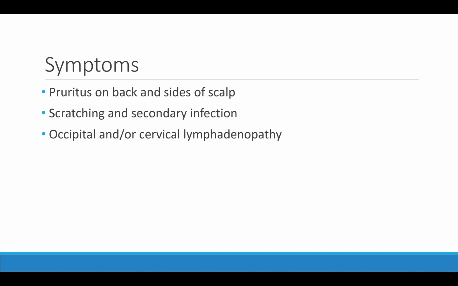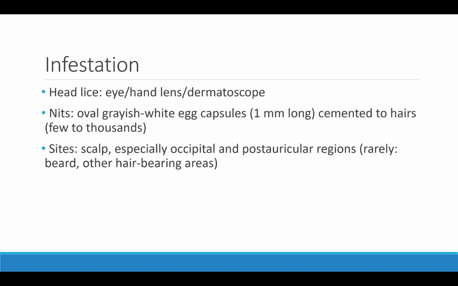Symptoms: patients have pruritus on the back and sides of the scalp. There's often scratching and secondary infection, and they may have occipital and or cervical lymphadenopathy. So in terms of the infestation for the head lice, you can often view it by eye or using hand lens or dermatoscope. Nits are oval grayish-white egg capsules 1 millimeter long, cemented to hairs, and can range from few to thousands of nits. Sites are on the scalp, especially on the occipital and post-auricular regions, rarely on the beard and other hair-bearing areas.